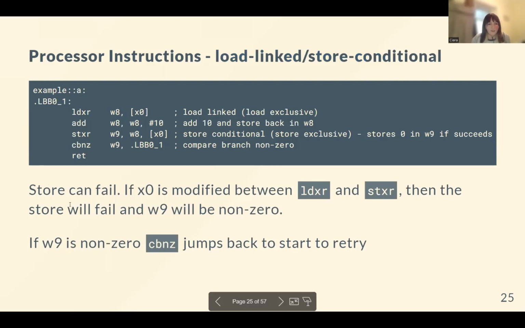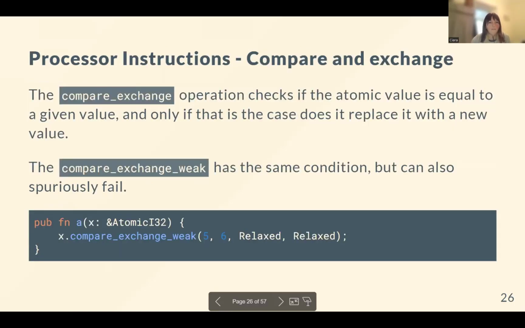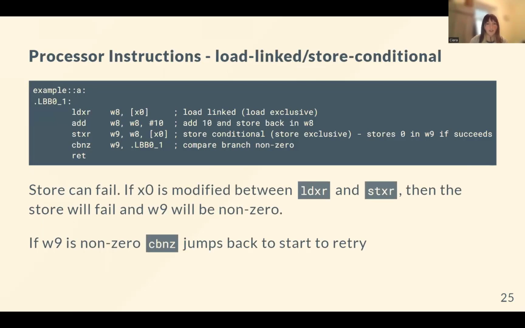So we just discussed this. The store can fail, basically, and then it can retry. If W9 is non-zero in this case, then it jumps back to the start to retry. This might remind you of a compare exchange loop, and it is quite similar. A compare exchange operation checks if the atomic value is equal to a given value, and only if that's the case does it replace it with a new value. So it's similar but subtly different to what this load link store conditional was doing.